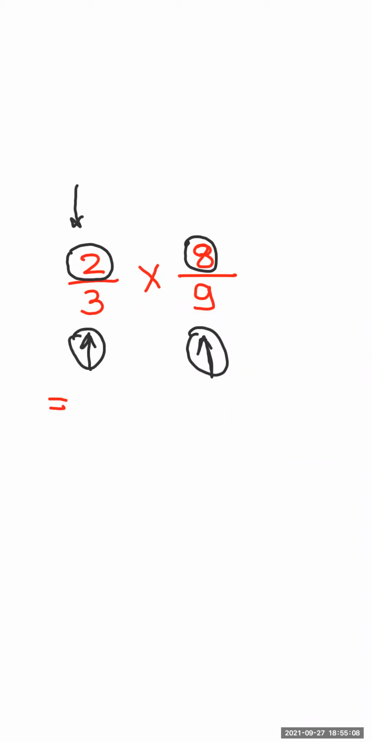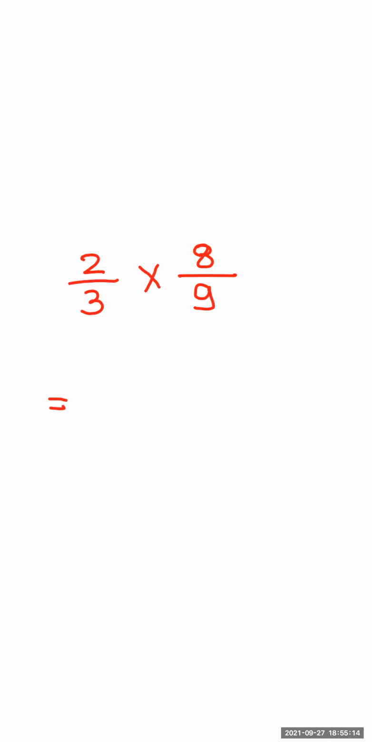Okay? Like, if the question is like that. But first, here we can't simplify the 2 and 8 because we will only simplify one number from the denominators and one number from the numerator. Okay? Then I'm going to multiply the numbers directly because there is no simplification. 2 times 8, it's 16 over 3 times 9, it's 27.